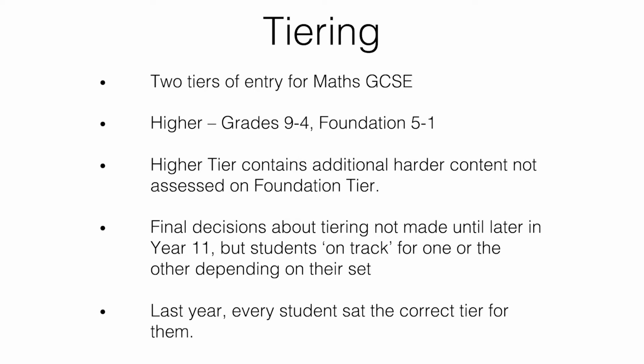In terms of tiering, there are 2 tiers of entry for Maths GCSE, unlike many of the other subjects. So we still have a higher tier of entry and a foundation tier. On the higher tier, the grades 9 to 4 are available, whereas on a foundation, the highest grade available is a grade 5. This is because the higher tier contains quite a substantial amount of harder content that is not assessed on the foundation tier.